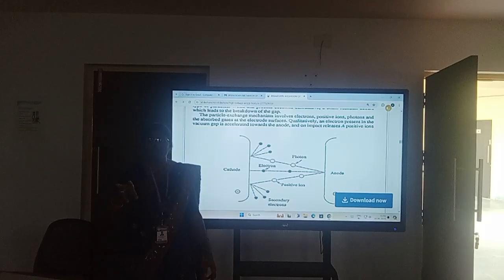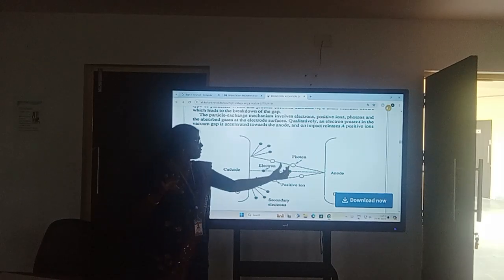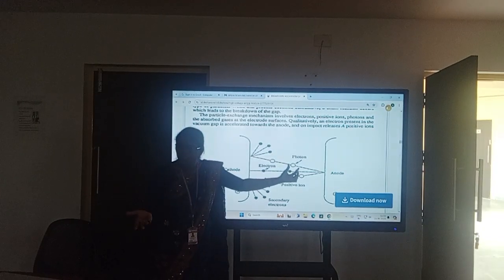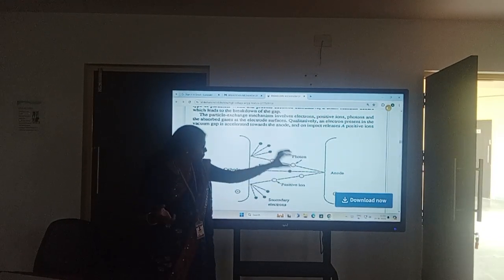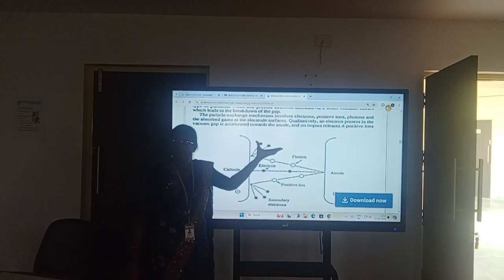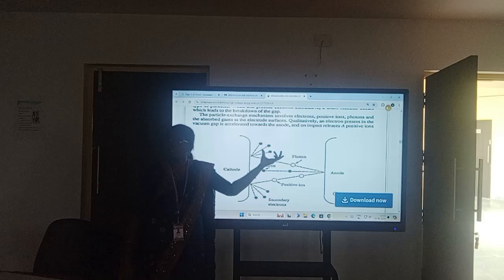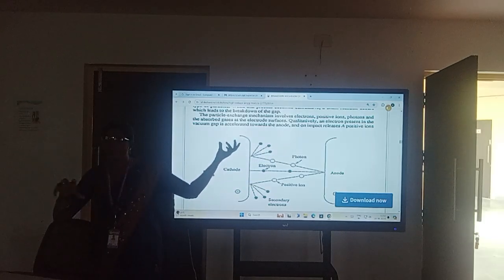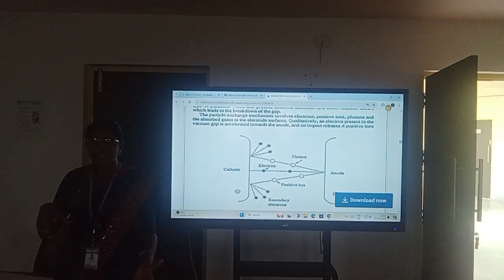The other thing that will happen is that photons arise in the surroundings, which are also positively charged. By that also, secondary electrons are provided. It means the electrons are getting multiplied due to the ionization process in the surrounding medium.